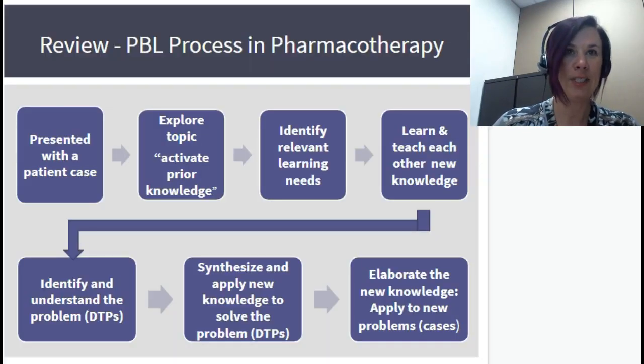As discussed in the first orientation video, the PBL process begins with the presentation of a patient case. This is activating prior knowledge by exploring the topic, followed by identifying one's learning needs, learning and teaching each other the new knowledge, followed by identifying and clarifying the drug-related problems, applying the new knowledge, and then further elaborating and building depth of knowledge.